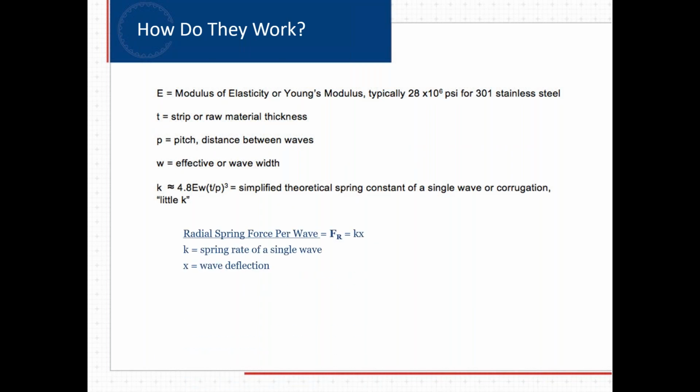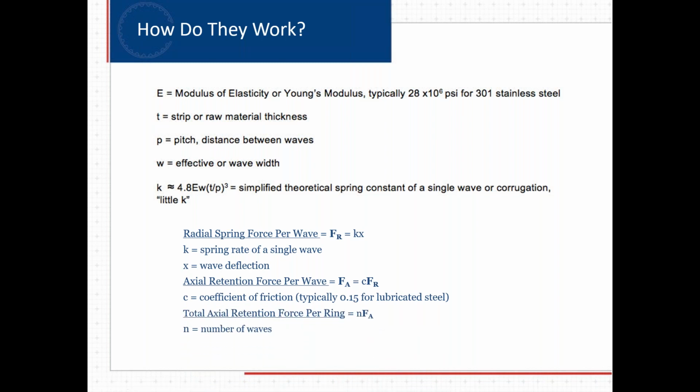And these are just some nitty-gritty of some of the engineering formulas for how a tolerance ring works. Little k is the spring rate of a single wave or bump, and this is the formula for little k. And that way you can determine the amount of force, in theory, that each individual wave would exert. That determines your actual retention force per wave. And that, based on the number of waves, gives you your total axial retention force per given tolerance ring.